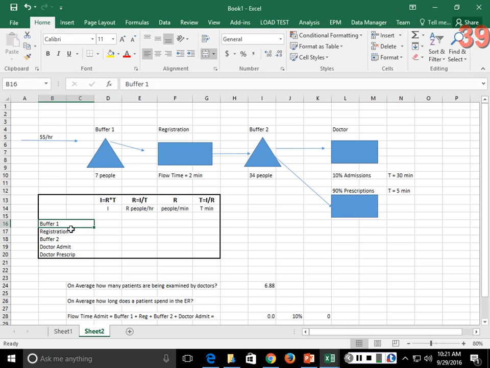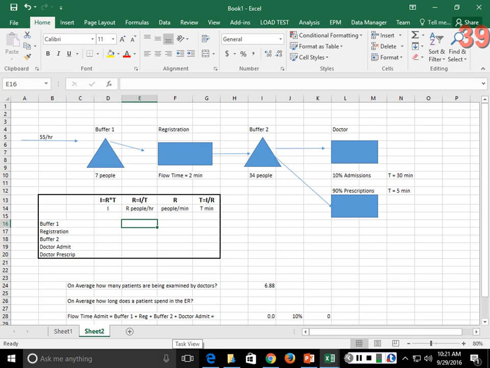And so you can see I went ahead and set up the table, and the first thing I do is put all of the steps that we've identified in our diagram down the left-hand side of our table, because we need to know inventory, throughput, and flow time for buffer 1, that same information for registration, that same information for buffer 2, and that same information for doctor admin and doctor prescription, okay? So I think it's easiest to start with throughput when you're doing a problem like this, okay?